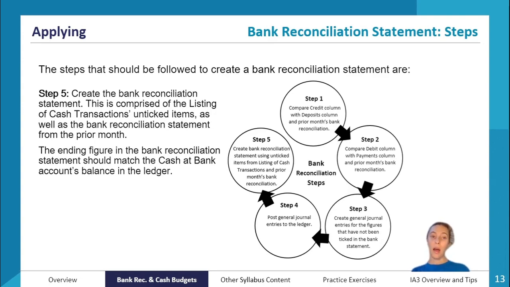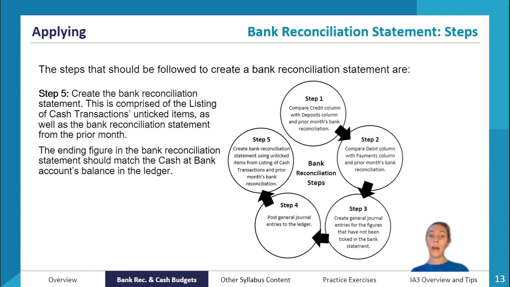So this is comprised of the listing of cash transactions, unticked items, and then the bank reconciliation statement from that previous month. So the final figure in the bank reconciliation statement should match the cash at bank accounts balance in the ledger. You created that ledger in step 4, and this provides you a bit of a check to make sure that you've done the whole process correctly.